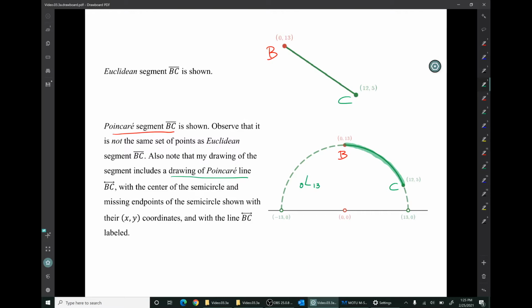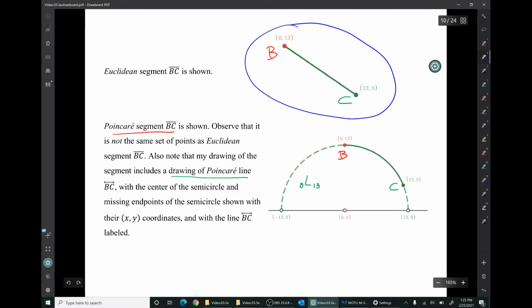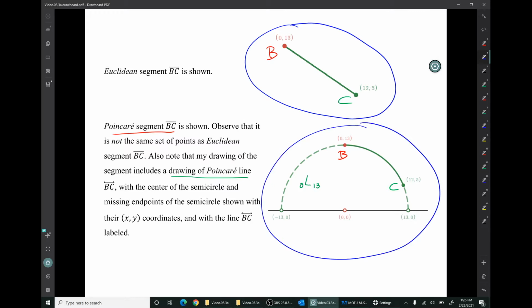So anytime you make a drawing of a Poincare line or line segment or ray, you really need to show the entire Poincare line with the missing endpoints and with the circle center labeled for clarity. It's not really necessary to label the line with its equation in the case of a Euclidean segment or ray. It can't hurt, but it's really helpful in the case of a Poincare segment or ray or line because they're just so confusing, the type 2 lines. To make sense of them, you really need to be able to visualize the whole semicircle of which they're a part.